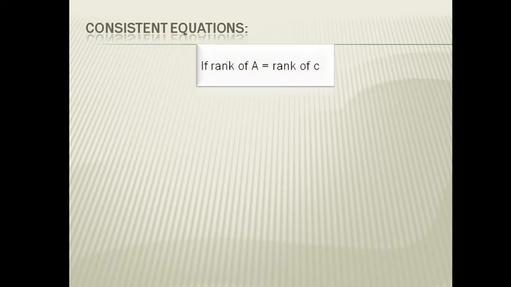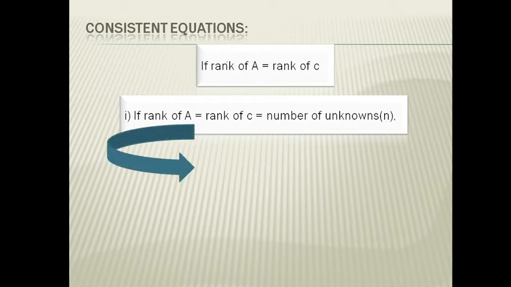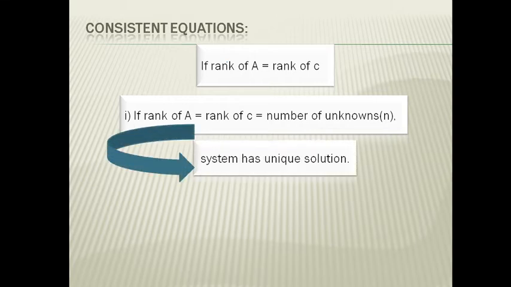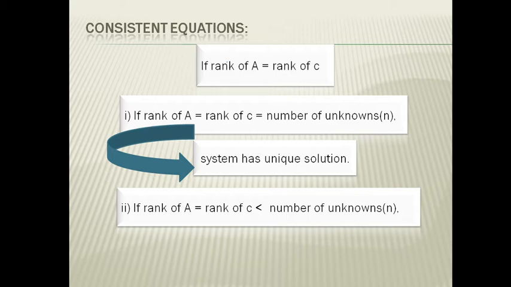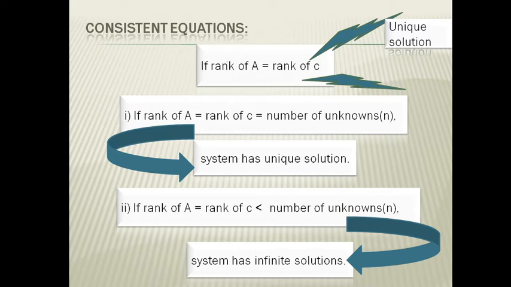Consistent equations. If rank of A equal to rank of C, then there are two possibilities. First is rank of A equal to rank of C equal to number of unknowns. Then the system has a unique solution. Secondly, if rank of A equal to rank of C, which is less than the number of unknowns, then the system has an infinite number of solutions. That means if rank of A equal to rank of C, then there are two possibilities. First is unique solution and second is infinite number of solutions.